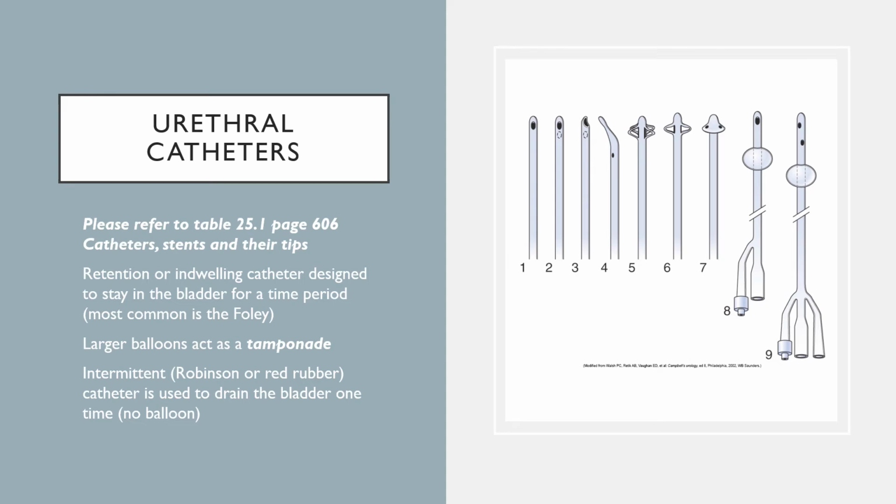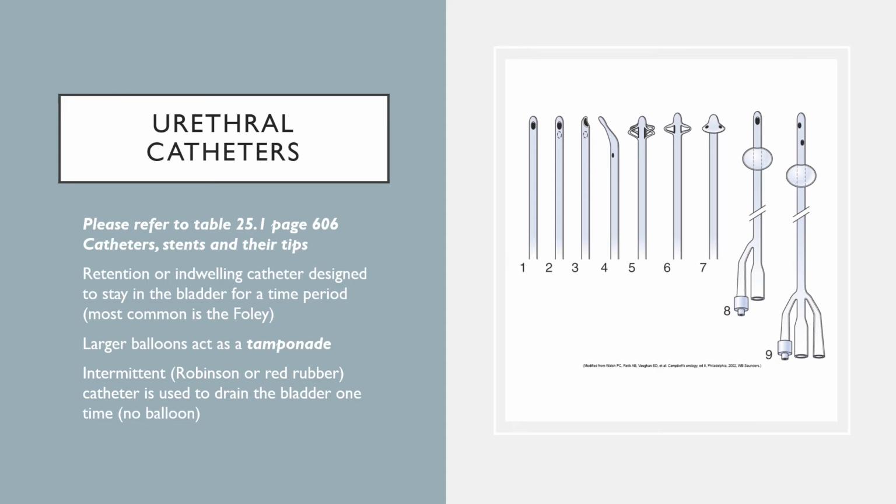Okay, catheters can be retention or indwelling catheters. They're designed to stay in the bladder for a time period. The most common of these is the Foley. Okay, Foleys with larger balloons are going to act as a tamponade. The tamponade just means that it applies pressure to that tissue to stop bleeding. That is a tamponade.